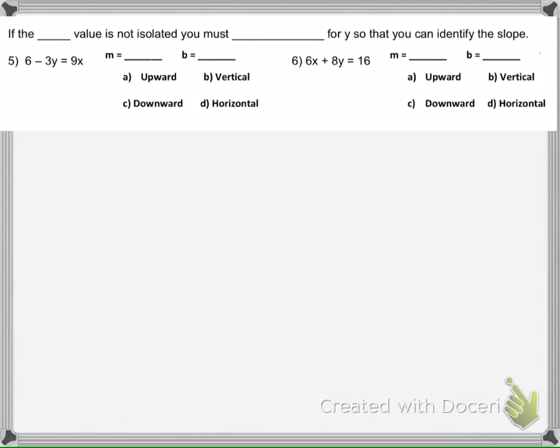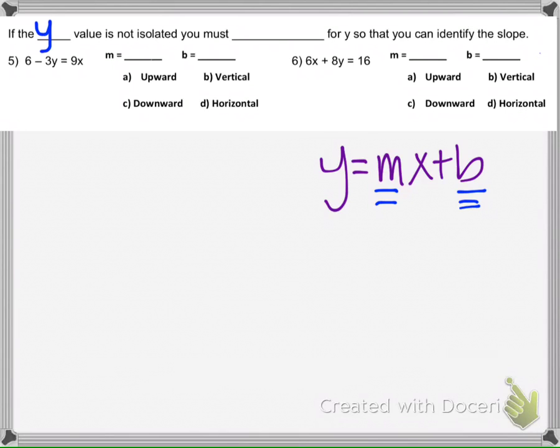Now, the next four examples here, you will notice that the y is not by itself. It's not in y equals mx plus b form. So for us to identify the slope and where it crosses the y-axis, we need to have the y by itself. So if the y value is not isolated, you must solve, so move things around, so that the y is isolated.